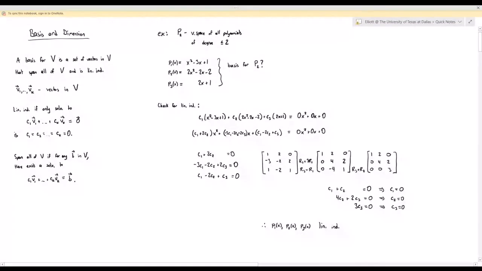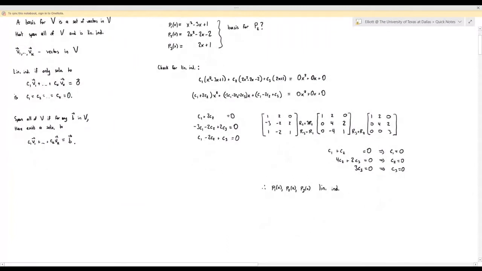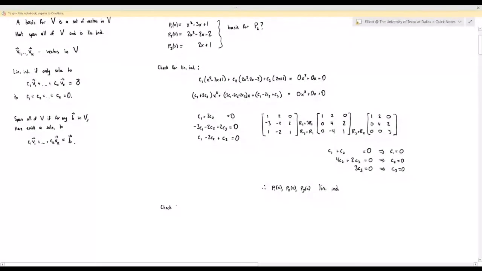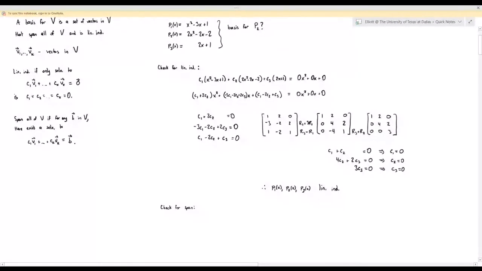Okay. Now that's technically not enough to show that it's a basis because remember, to be a basis, it has to be both linearly independent, but it also has to span the space. So we've only checked for linear independence. What we need to do now then is check to see, do these 3 polynomials span all of P2? Okay.